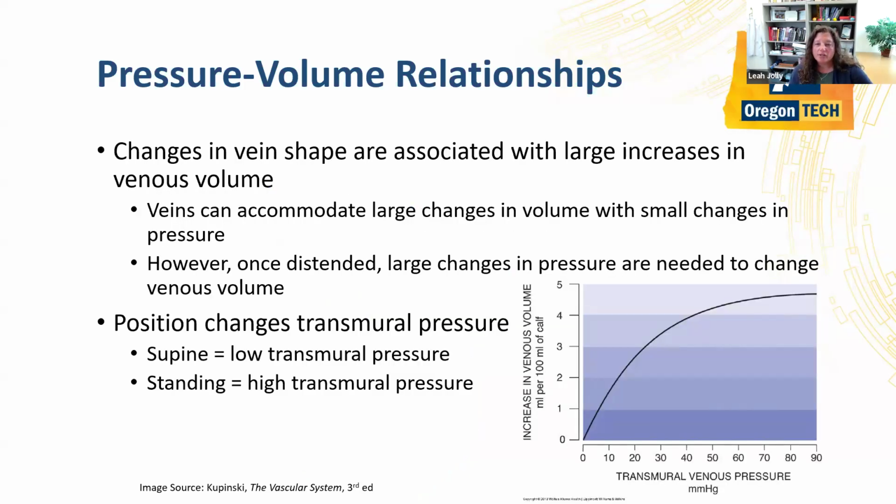Changes in vein shape are associated with large changes in venous volume. So again, distended, more volume; not distended, less volume in there. And position, again, can affect that.